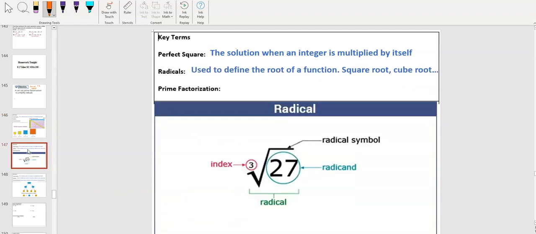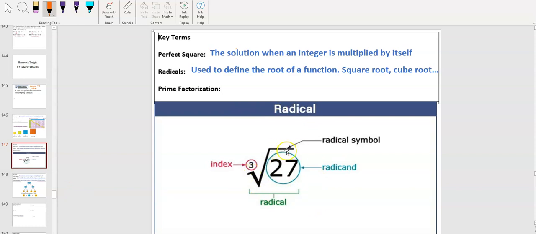The next word we're going to review is a radical. A radical is used to define the root of a function. So we're looking at square roots, cube roots, to the 4th. This is a diagram of what a radical is.